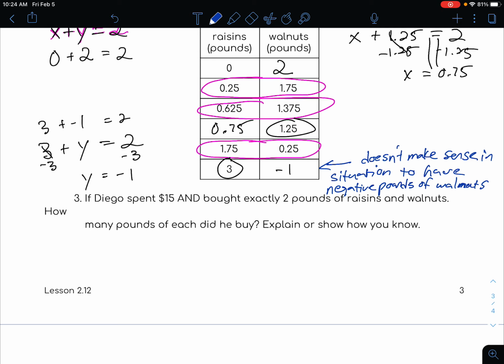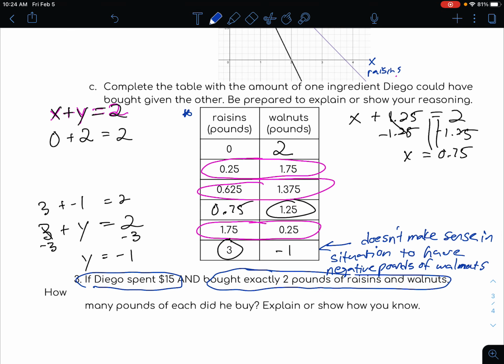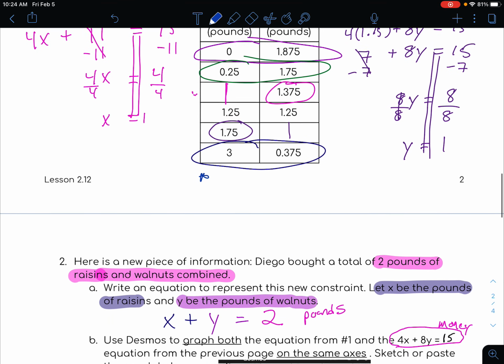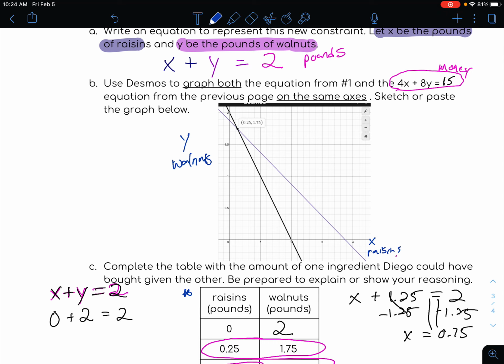So if both pieces are brought together then, so if Diego spent that $15 total, and he also bought exactly 2 pounds of raisins and walnuts total, how many pounds would he have to buy? Well, it has to work in both of the equations, because this table works for the pounds, and our previous table works for the amount of money, but we need it to work for both. And not all the combinations work for both, right? Because if we take, for instance, this point right here, this works for our raisins and walnuts pounds, but it doesn't fall on the money. Remember, this is our money one, and this is our pounds line. So it works for the pounds, but it doesn't work for the money.